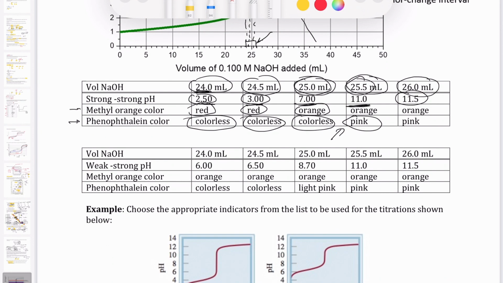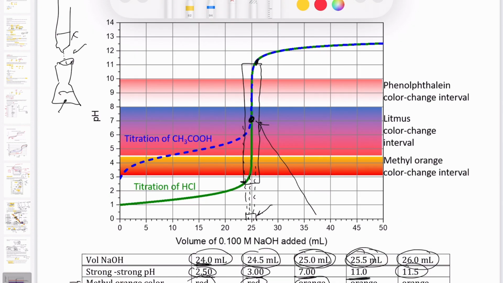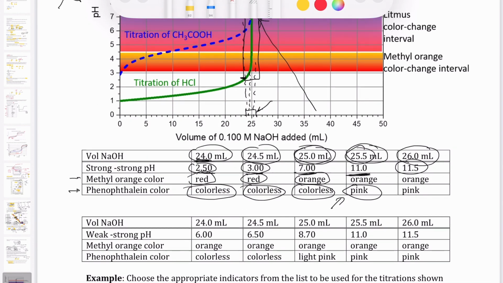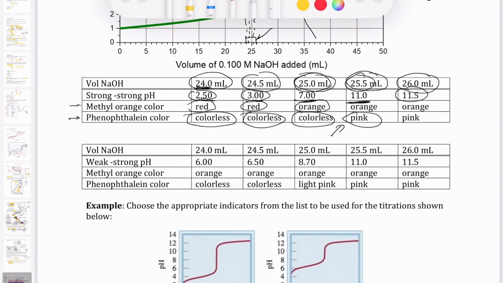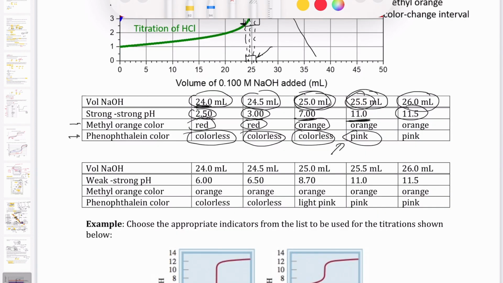Now, let's take a look at the weak strong titration. The equivalence point is not 7 now. The equivalence point is actually 8.7. So this is now the blue curve, okay? So the equivalence point is here now. This is 8.7. I'm going to use exactly the same analysis that I just did with the strong titration.